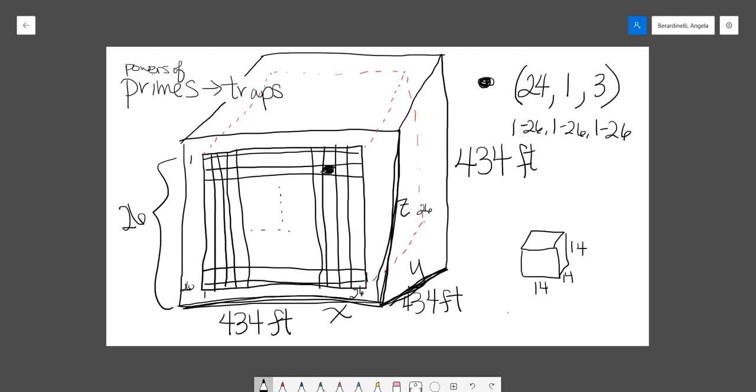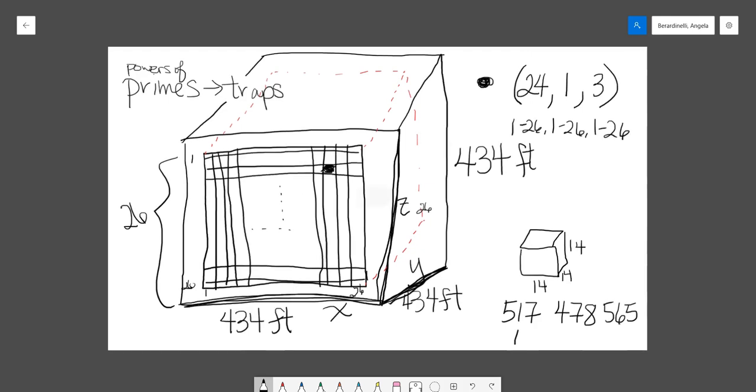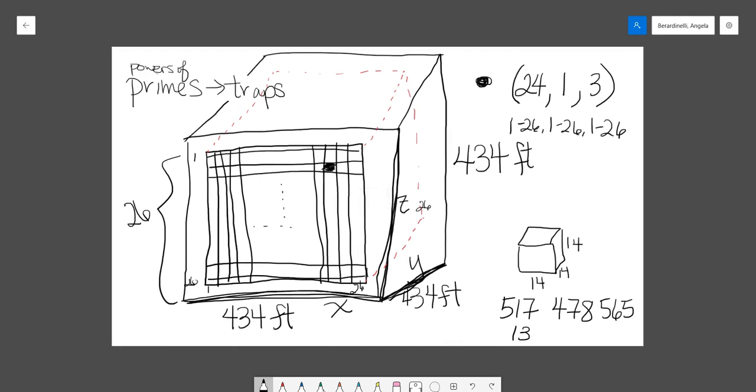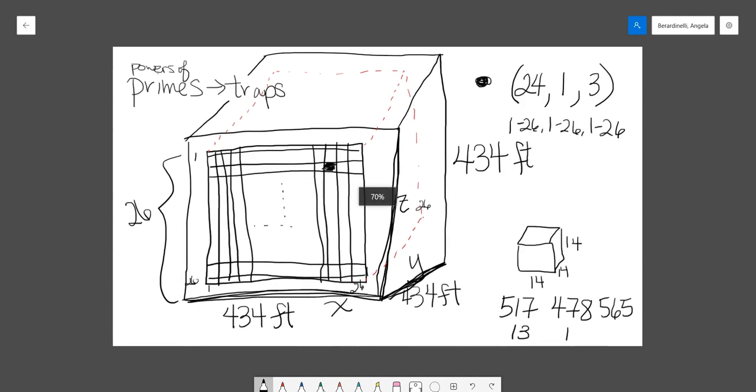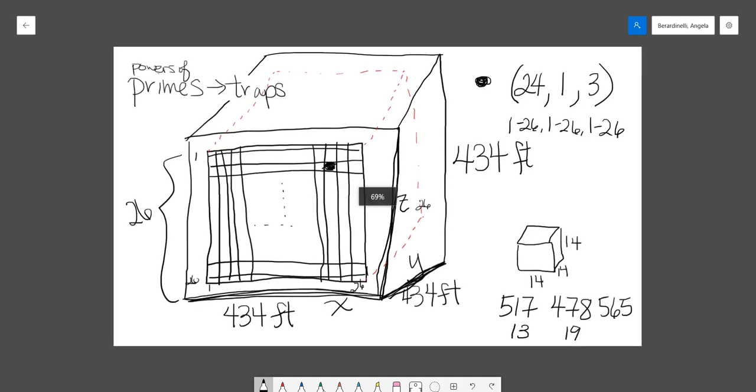So one of the rooms in the film, when they discovered this, they were in room 517, 478, 565. So how do they figure out where they are? Well, she tells you you add them to get your position. So 5 plus 1 plus 7, that's 13. 4 plus 7 plus 8, that's 19. And 5 plus 6 plus 5, that's 16.